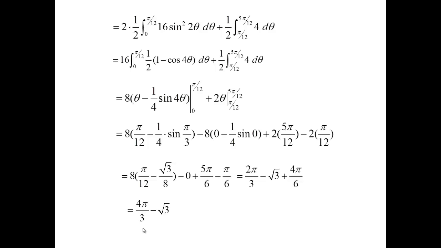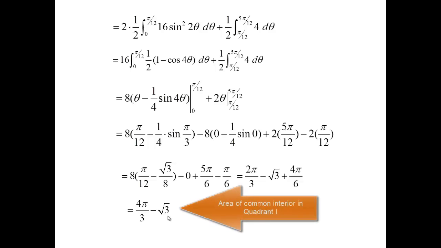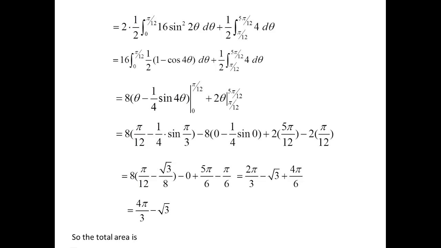So 4 pi over 3 minus square root 3, that is the area of the common interior that we saw out in quadrant 1. So the total area, since that same common interior was in all 4 quadrants, is found by simply taking 4 times what we just saw was happening in quadrant 1. So 4 times that mess, 4 pi over 3 minus square root 3, gives us a total area of 16 pi over 3 minus 4 square root 3.